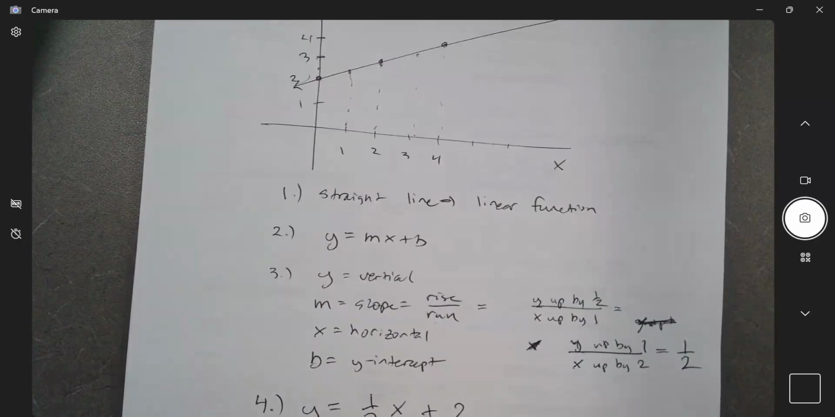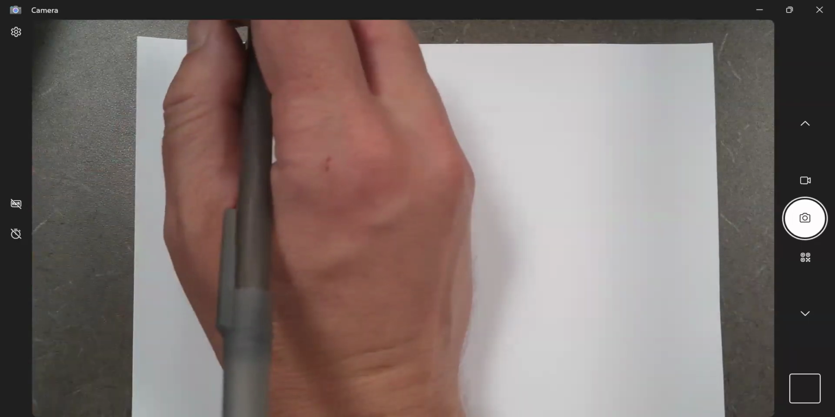Okay. How about a table? Tables can get a little trickier, or the numerical representation.